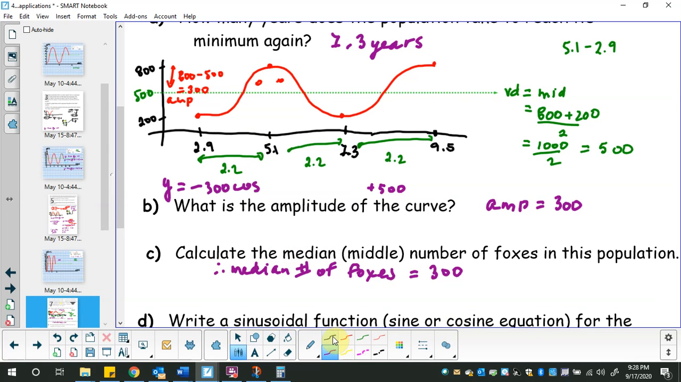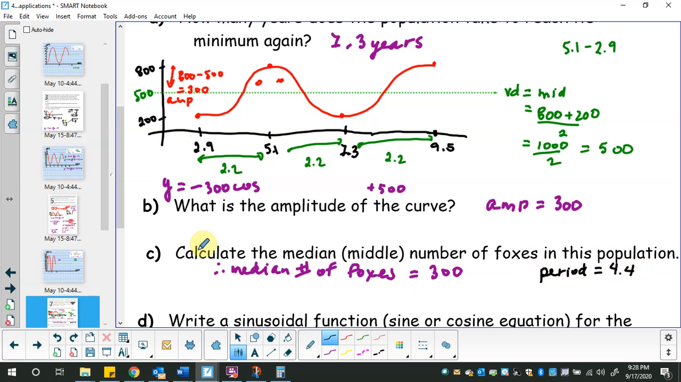Where should I put this? The period, which I will drag down, is from low point to low point, or high point to high point, or a midpoint to the alternating midpoint. So I'm going to go from here to here. So that's 2.9 to 7.3. So that is the 2.2 here and the 2.2 there, so my period is 4.4.